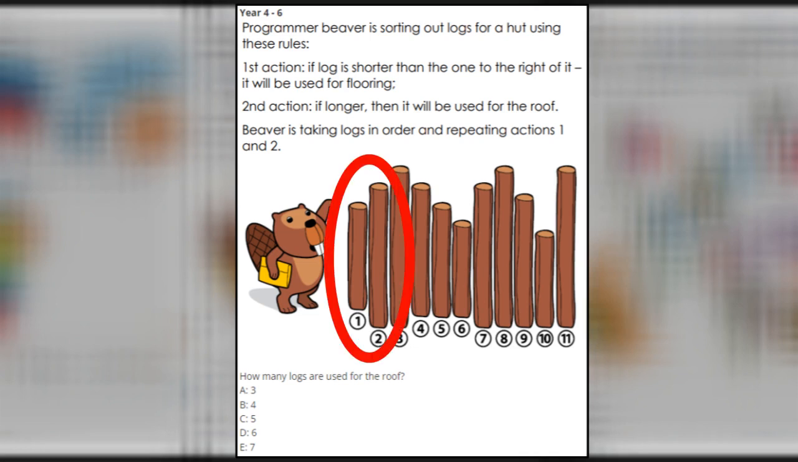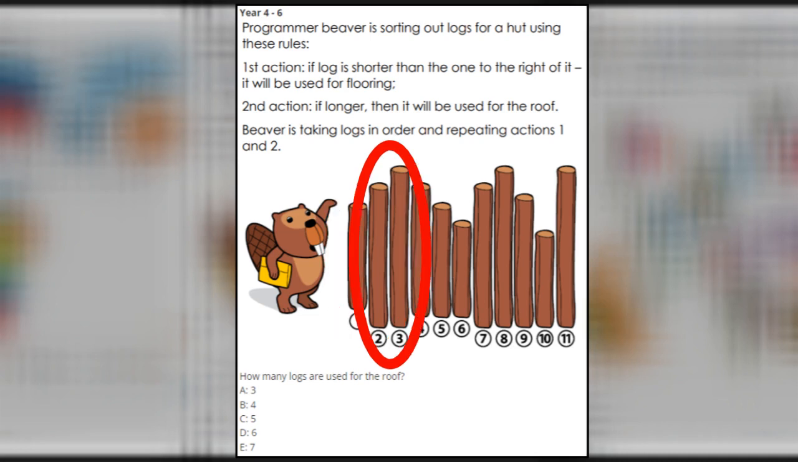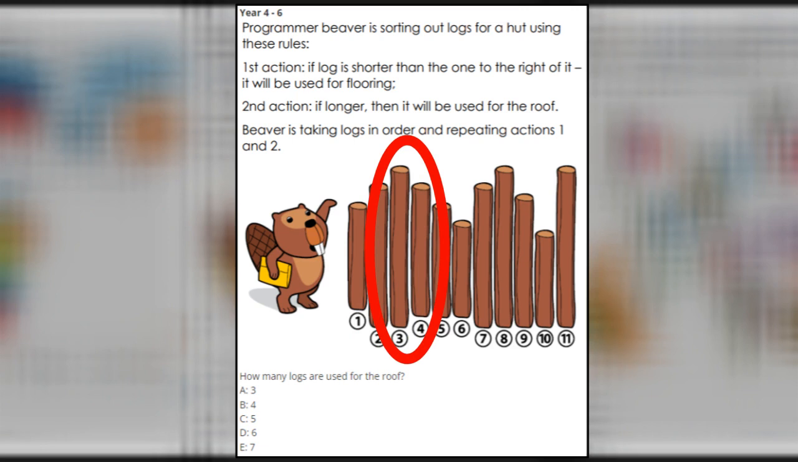So number 1, that's not longer, that's shorter, so that will be used for the floor. Number 2, again, that's shorter, so that will be used for the floor as well. Number 3, however, is longer than the one after, so that will be used for the roof. So that's 1 so far. Number 4 is also longer than number 5, so that's 2. And number 5 is also longer than number 6, so we've got 3 so far.